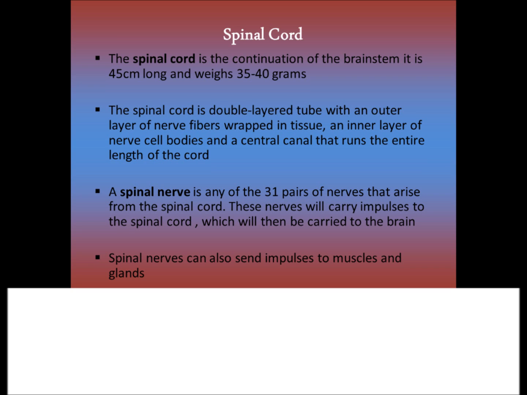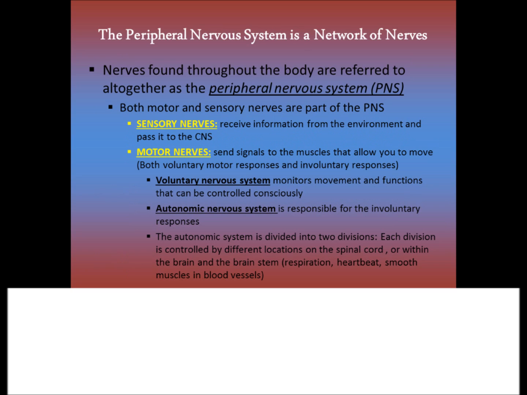So that was the central nervous system. So remember, the central nervous system consists of the brain and the spinal cord, and these two together will control functions. Now, the peripheral nervous system is a network of nerves, and these nerves are found throughout the entire body. Both motor and sensory nerves are part of the peripheral nervous system.